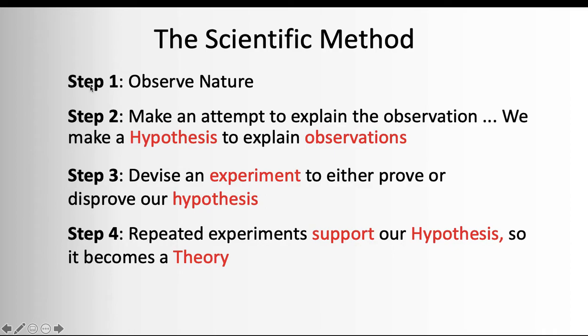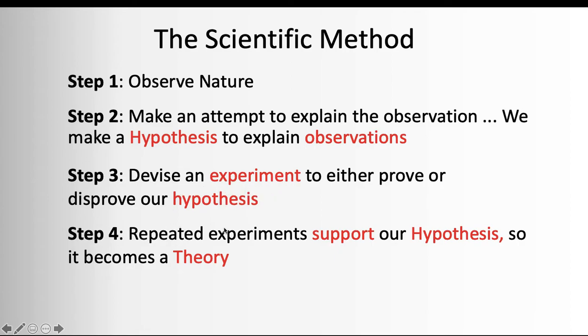The step two then would be, okay, I observed something, but I want to explain it now. Why is it that this phenomenon is happening? We then make what is called a hypothesis to attempt to explain the observations that we see. Then the next step after I make the hypothesis is I want to test it. So I make an experiment to either prove or disprove my hypothesis. That way, I have something concrete. It's not just something abstract that I came up with. It has to be something concrete.